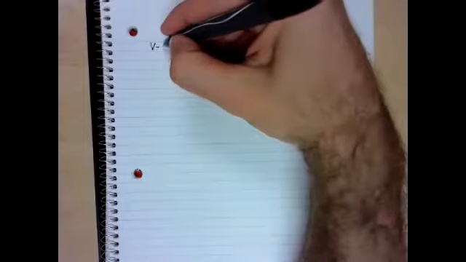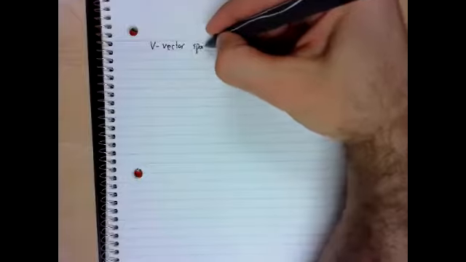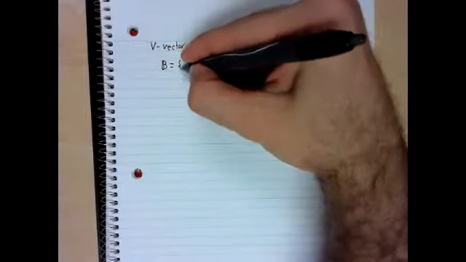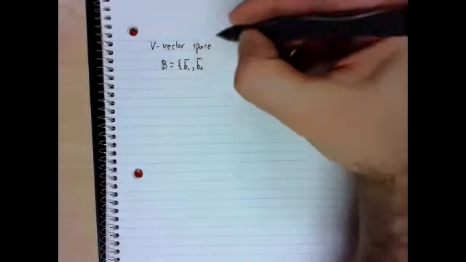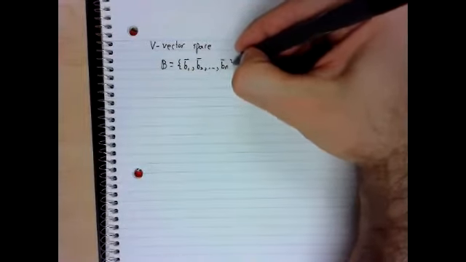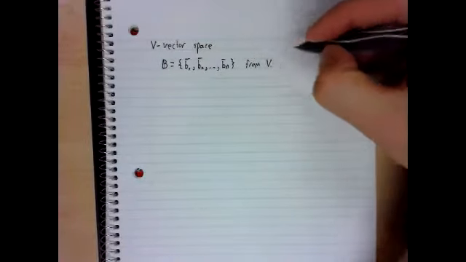State one of the most important definitions of linear algebra. So let's let V be a vector space, and let's let B be a set of vectors from V.